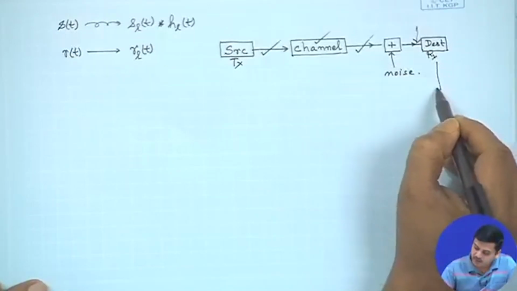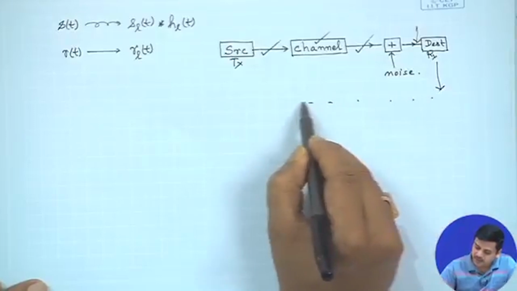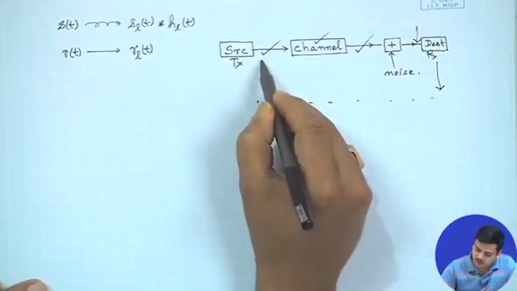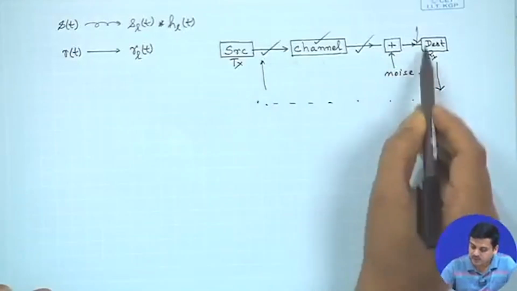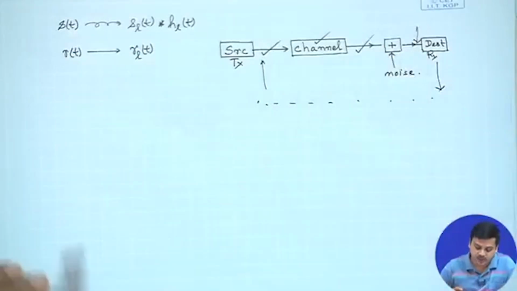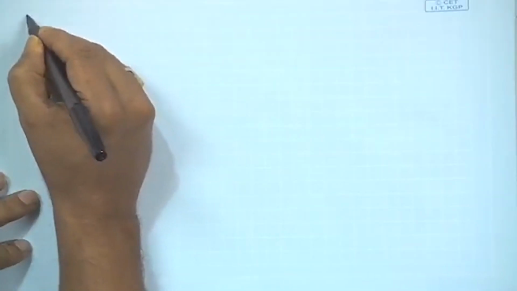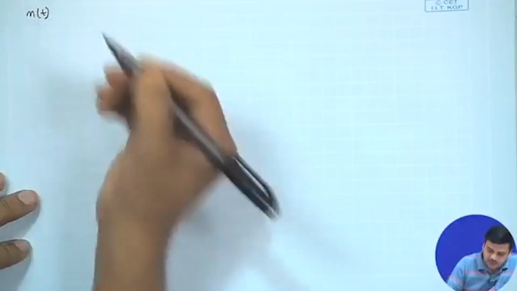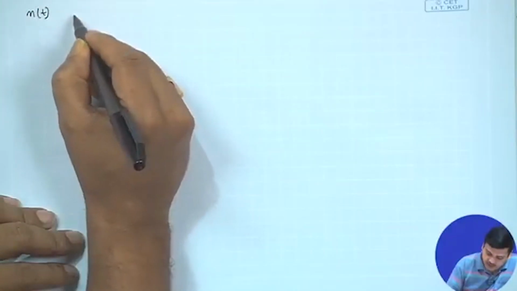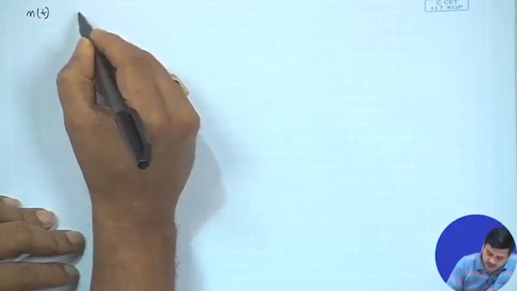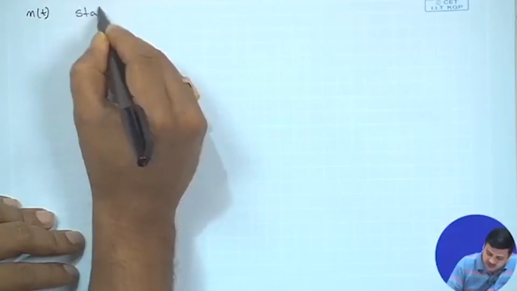Then our job would be to process this signal finally with the aim to reconstruct what was available at this point as closely as possible. So we have covered these parts. We are now in this particular section. What we did in the previous lecture was we took n of t as a sample function of a narrowband stochastic process, and we discussed its correlation, and we invoked the stationarity condition.